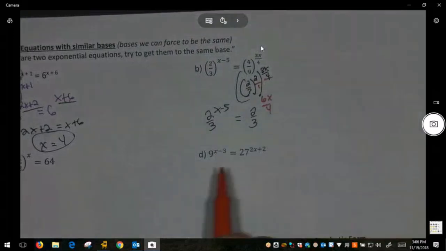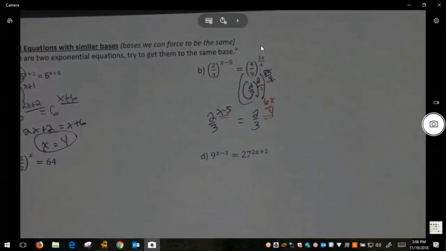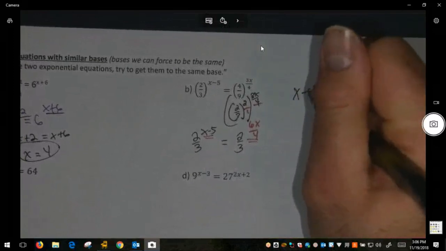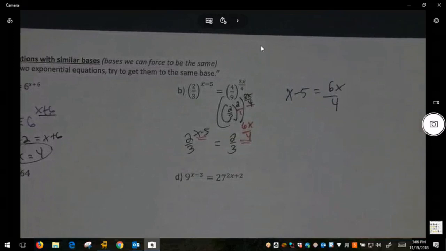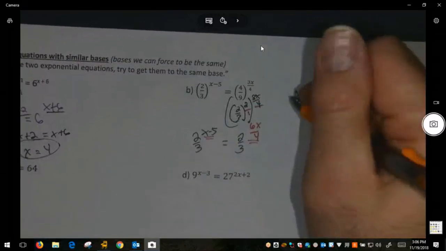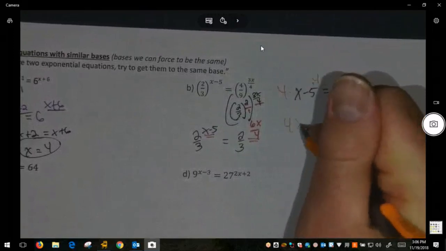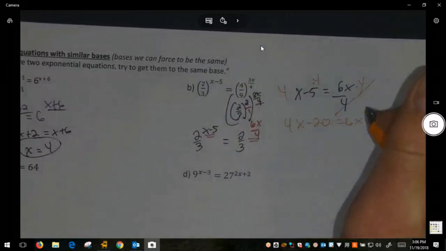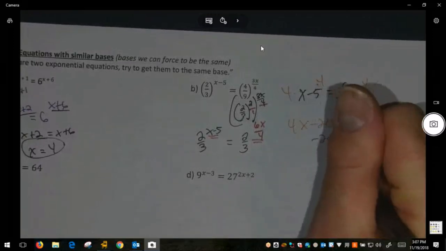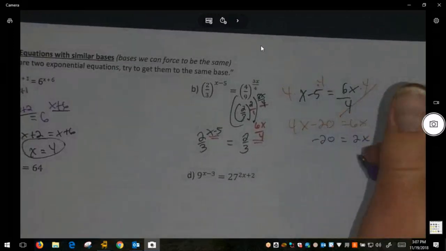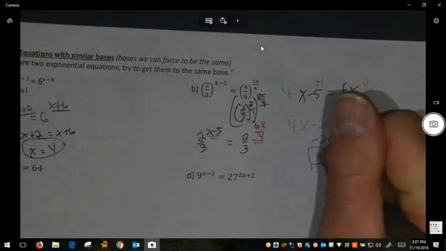Now that I have the same base, in order for this equation to be balanced, the exponents must be equal. So x minus 5 will have to equal 6x over 4. Since the least common denominator is 4, I will multiply every term by 4, leaving me with 4x minus 20 equals 6x. I will subtract 4x from both sides, leaving me -20 equals 2x, dividing by 2, x equals -10.